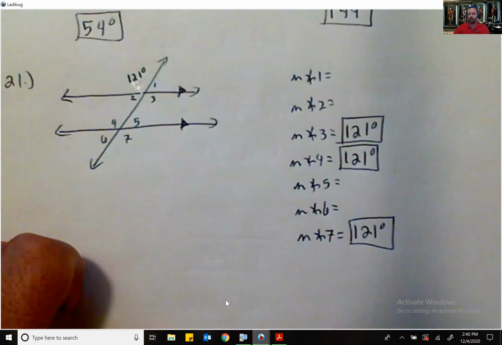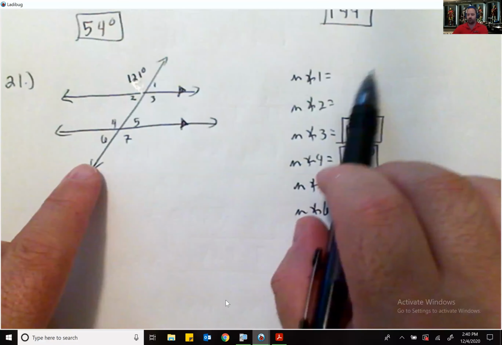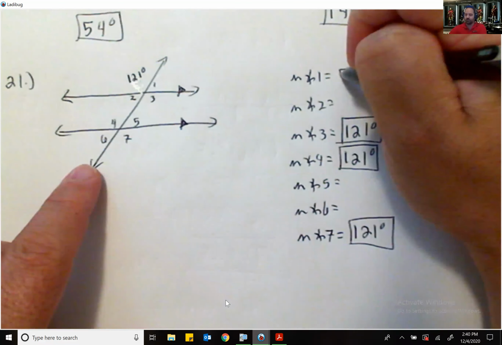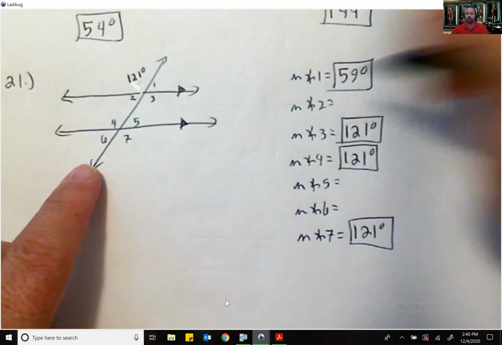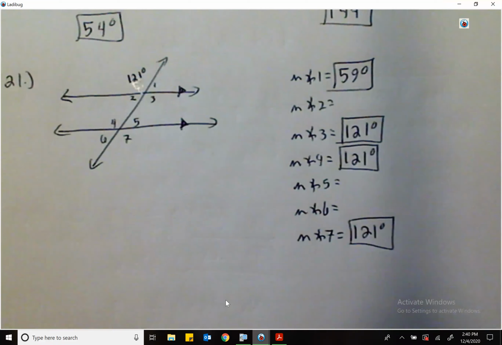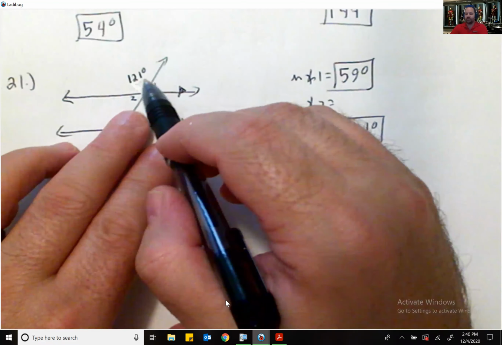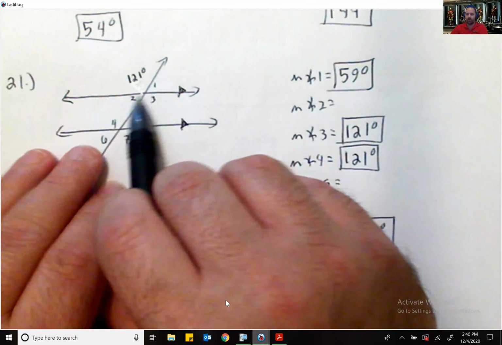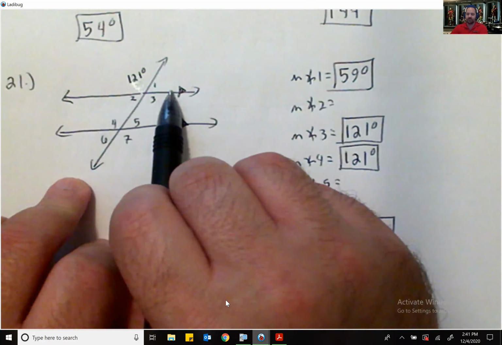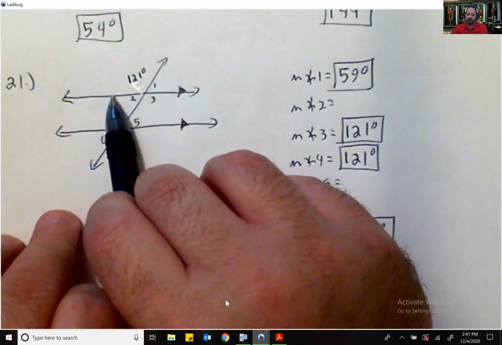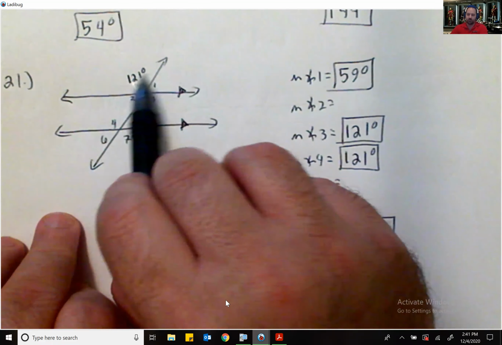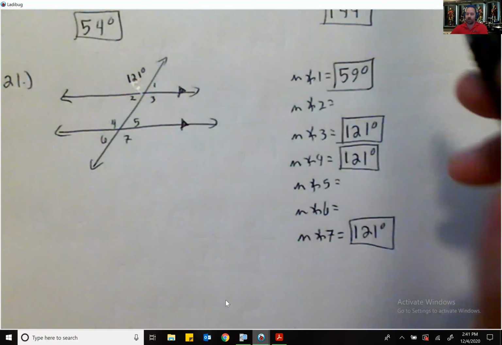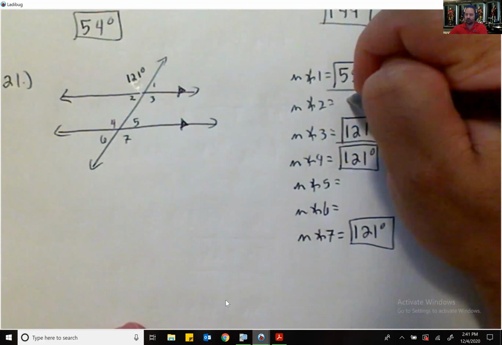So what must the measure of angle 1 be then? 59. And that is correct. The total should equal 180 on those two angles. These two angles are what we call linear pair because they form a straight line. And remember, the degrees of a straight line is 180. So these two angles are supplementary. If I take 180 minus 121, that's 59 degrees. So the rest of my angles in here should also be 59 degrees.